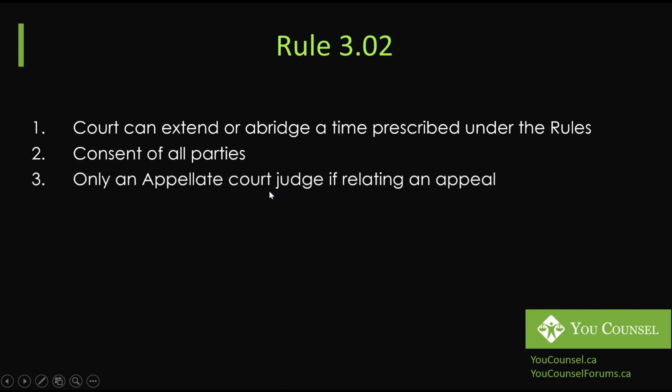And the third point you want to remember is that if your matter relates to an appeal, then any extension or abridgment in time that you need from the court has to be granted by an appellate court judge. A superior court judge will not be able to grant you this extension. So in the cases of appeal, you'll have to present your situation to an appellate court judge and seek his or her approval.